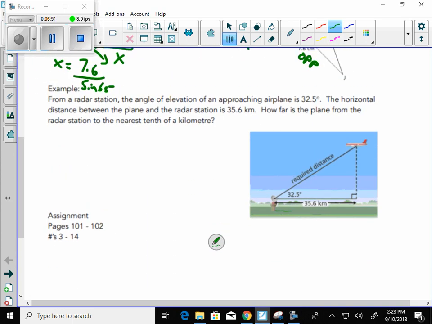Okay. For a radar station, the angle of elevation, so that's looking upwards, of an approaching airplane is 32.5 degrees. The horizontal distance between the plane and the radar station is 35.6 kilometers. How far is the plane from the radar station to the nearest tenth of a kilometer? So here's a handy drawing of it all. This is the horizontal distance. Now, when it measures the distance from the radar station to the plane, that is your hypotenuse. That's the diagonal distance. That's the shortest distance from point A to B.